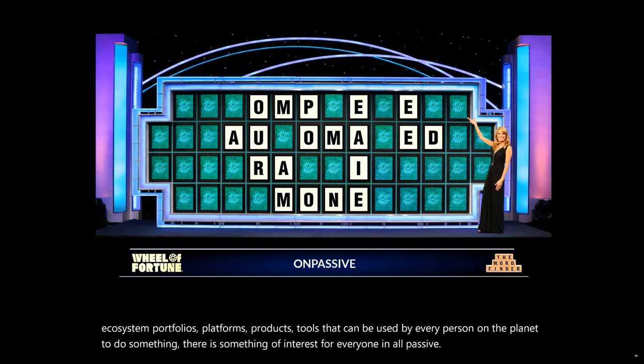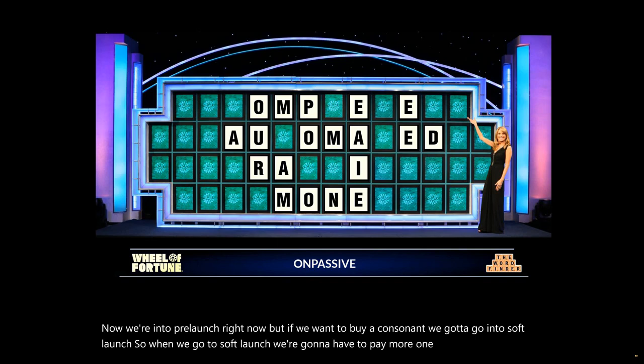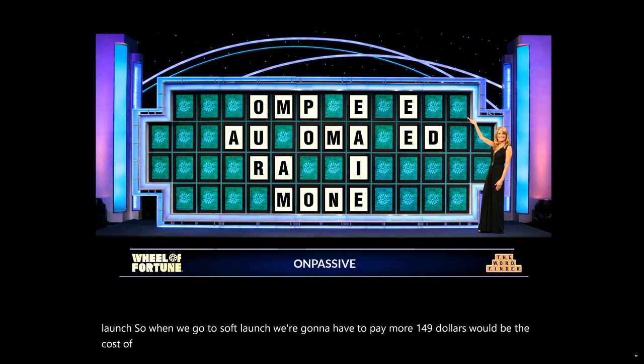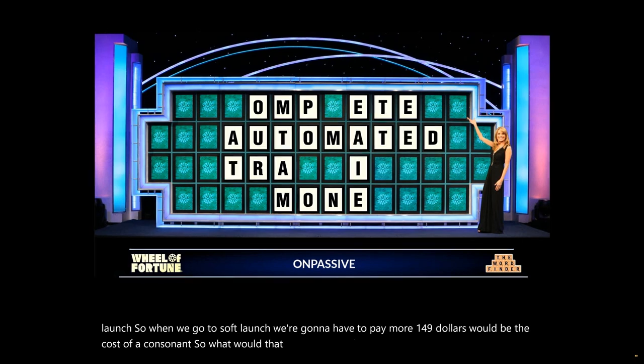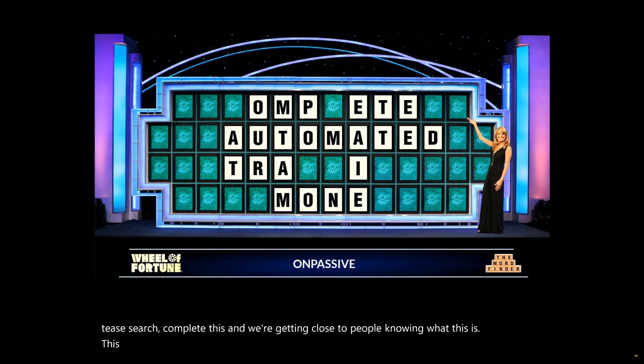Now we're in the pre-launch right now, but if we want to buy a consonant, we got to go into soft launch. So when we go to soft launch, we're going to have to pay more. $149 will be the cost of a consonant. So what would that be, Vanna? Can you give us a T? Yes, you can. T starts to complete this, and you know we're getting close to people knowing what this is. This quote, this statement here is something that everyone who's a founder in Onpassive already knows about.